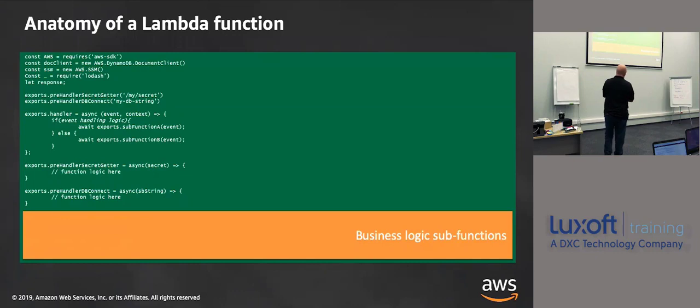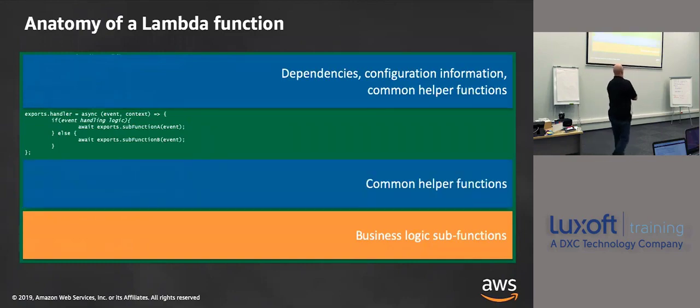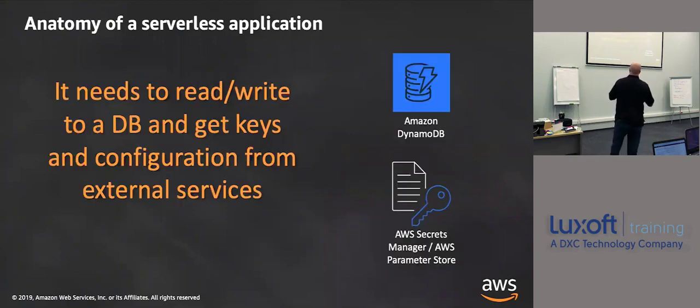And then we're also going to handle some DB connections. We were talking about SQL earlier, so handle DB connections, clean up, things like that. You've also got dependencies, configuration information, common helper functions, things like that. These are common helper functions down here. So take that idea and think about your example: you have an API-based workload, and it's going to have an orders endpoint, forums, search, list, users, and any other number of endpoints. Each of these needs to read and write to a DB, and they get keys from configuration from an external service.